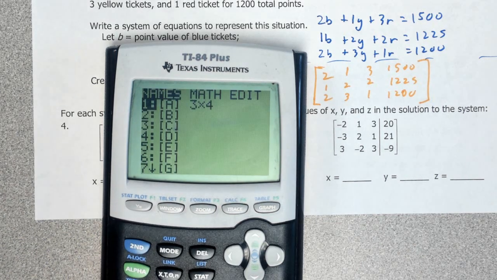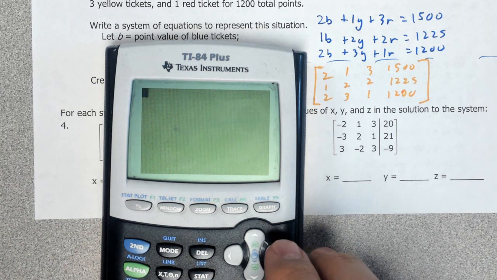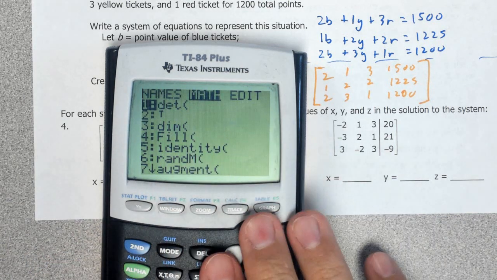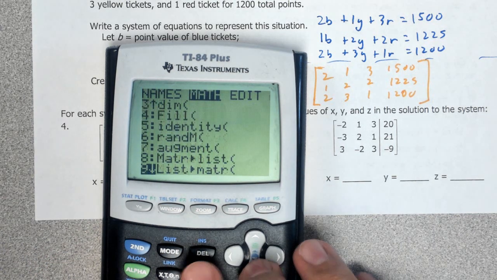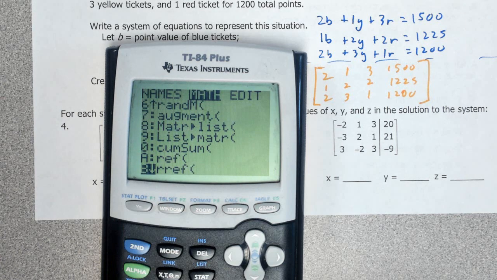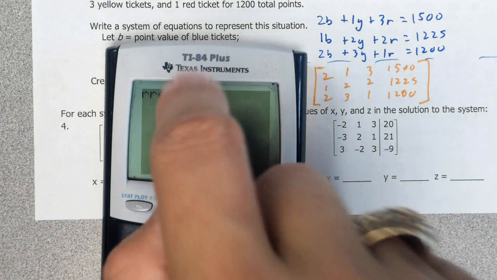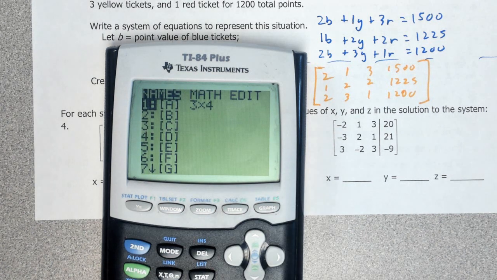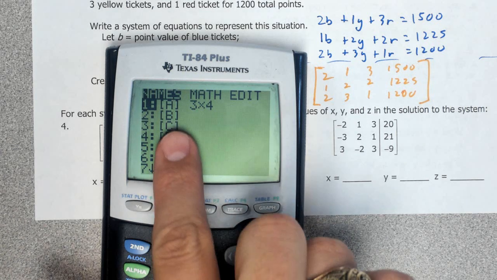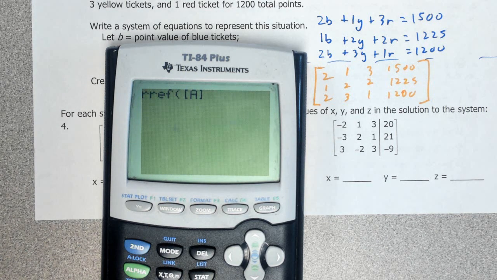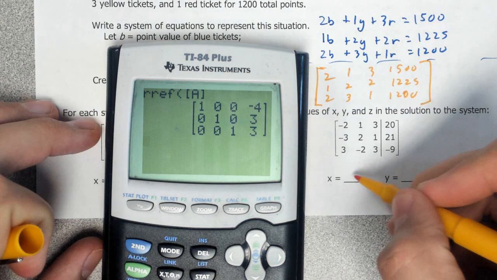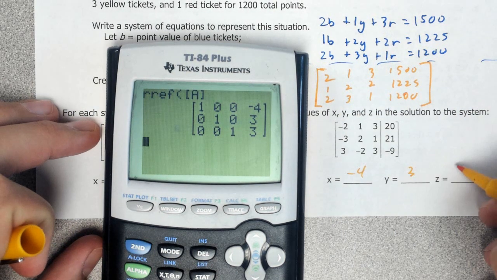Go back to matrix for my 2nd time. Go over to the 2nd column or 2nd tab, and we're going to go down to RREF, reduced row echelon form. And now, once I have this on my screen, I need to go back to matrix for the 3rd time. And I'm going to press enter because I'm putting that A back in. Enter again. There are my solutions. -4, 3, 3.